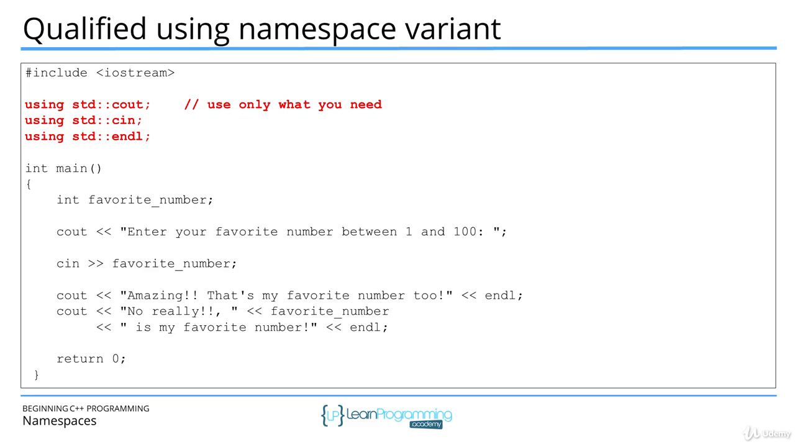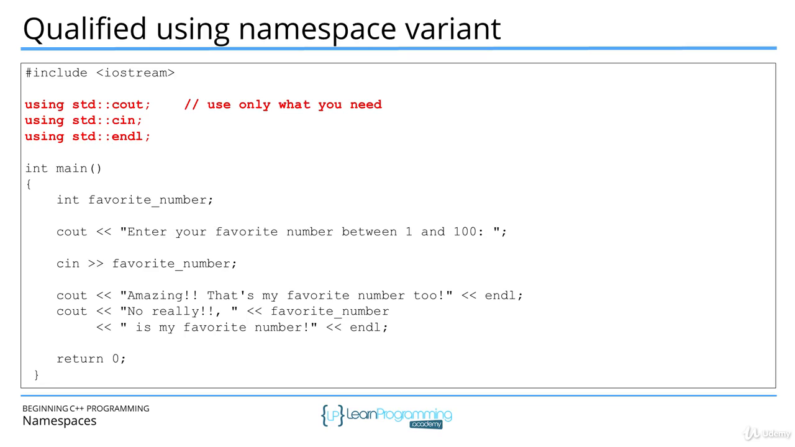In this case, you can see I'm using 3 using directives, each qualified for a specific name in a specific namespace. The advantage of this approach is that we can still use cin, cout, and endl in our code without the namespace and scope resolution operator. And we're not getting any other names from the C++ standard namespace.